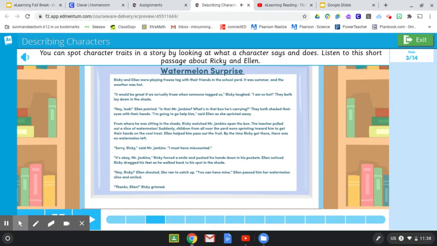"Sorry, Ricky," said Mr. Jenkins. "I must have miscounted." "It's okay, Mr. Jenkins." Ricky forced a smile and pushed his hands down in his pockets. Ellen noticed Ricky dragged his feet as he walked back to his spot in the shade. "Hey, Ricky," Ellen shouted. She ran to catch up. "You can have mine." Ellen passed him her watermelon slice and smiled. "Thanks, Ellen," Ricky grinned.